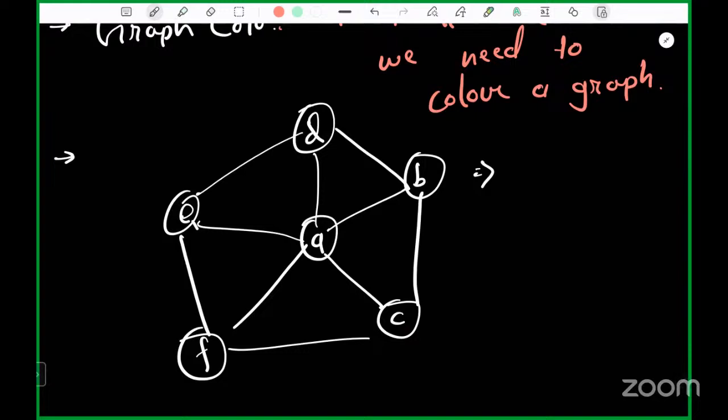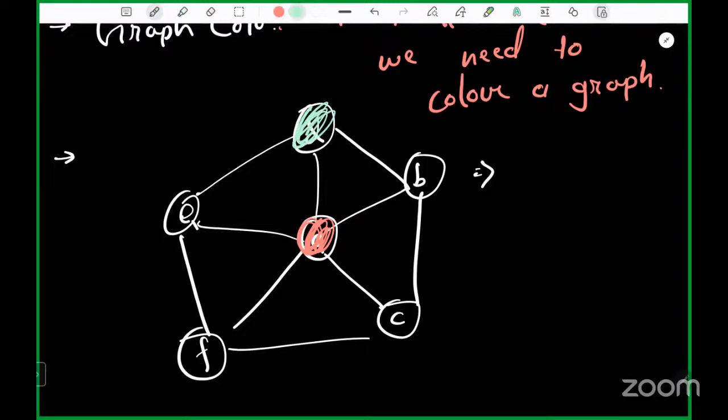So let's start. One color I need to color the vertex A, and this color I cannot use for any other vertices. So let's take another color.